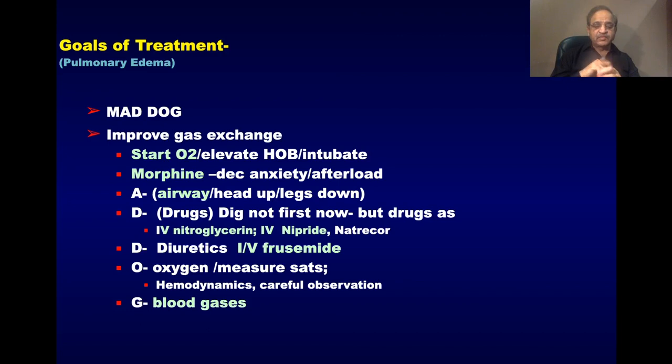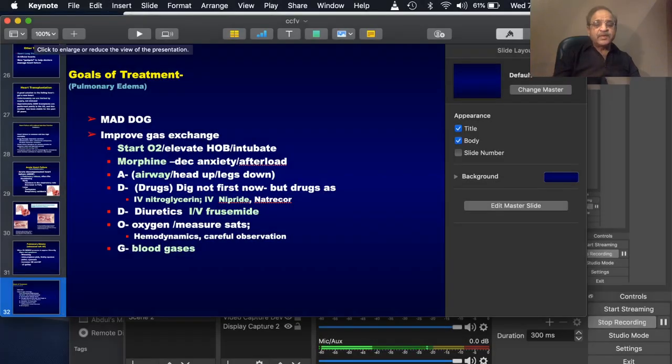And then you should repeatedly measure oxygen saturations and blood gases. So this was all about heart failure.